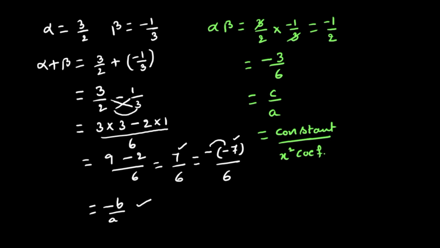Now you check once, just rough work I am doing here. Minus 3 by 6, the 3s get cancelled, we have minus 1 by 2, right? That is this minus 1 by 2. So from this minus 1 by 2 we wrote minus 3 by 6, which is the c by a form. So this is the process. Actually, don't forget, the sum of the zeros is minus b by a, that means x coefficient by x square coefficient.